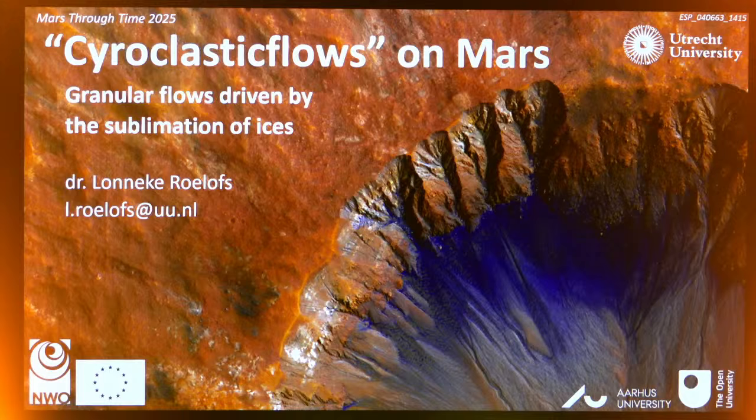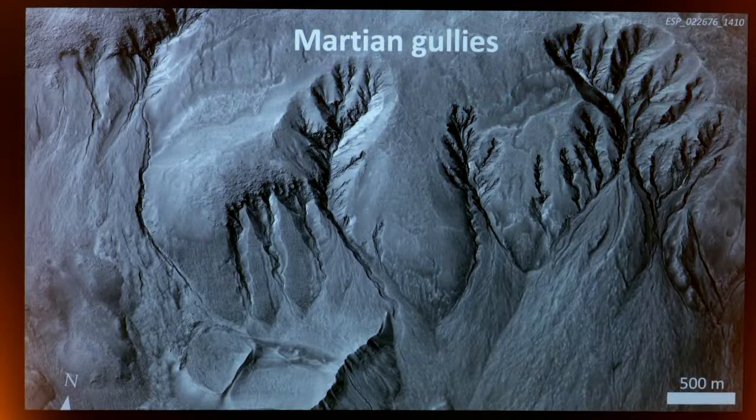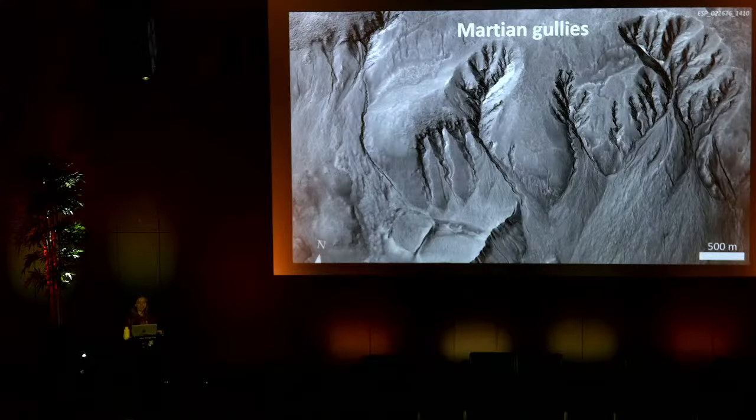What I define as cryoclastic flows for my presentation for now are granular flows that are fluidized, so they behave more fluid than a dry granular flow would. And they are supported by the sublimation of ices, which in this case is CO2 ice on Mars. Luca already showed some great examples, but I'm going to start at the basics again.